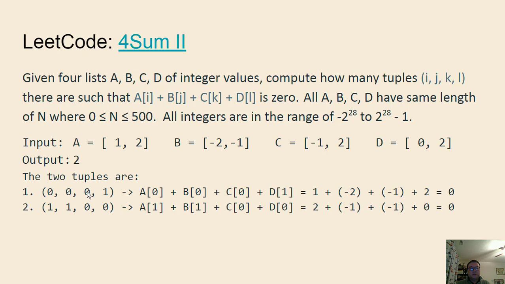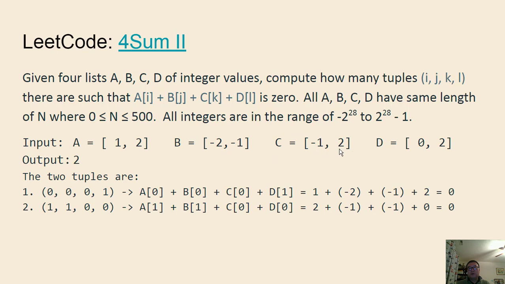Let's look at the example. Suppose we are given these 4 lists or arrays, and the answer is 2 because there are 2 ways to make 0. By picking a -2, that gives us -1, so we need another one. Actually, we can pick a -1 and 2, so that gives us a 1. That's the only way to get a 1 from C and D. If we pick 1 and -1, we get a 0.